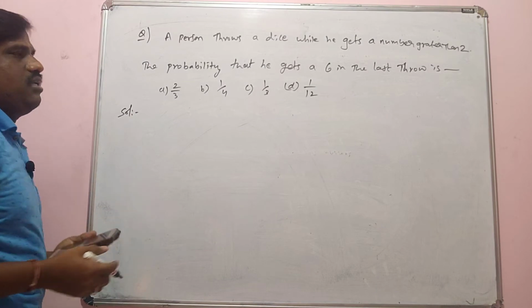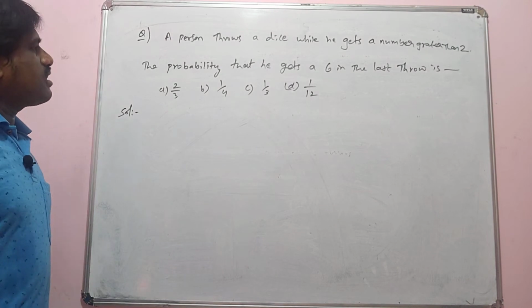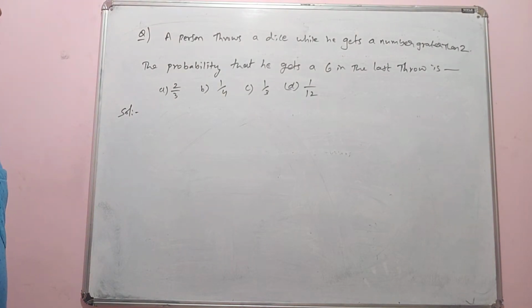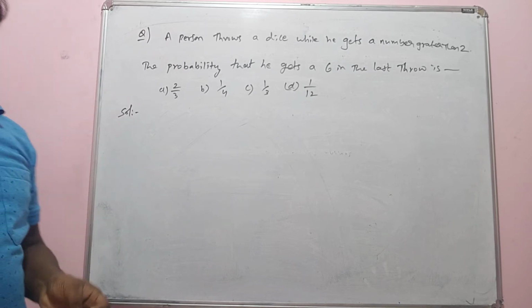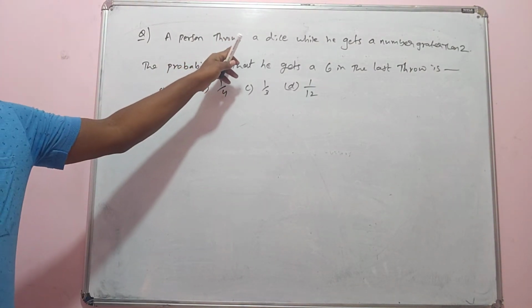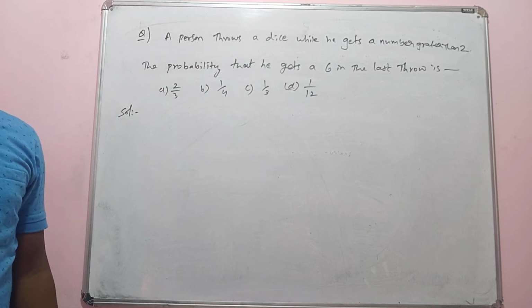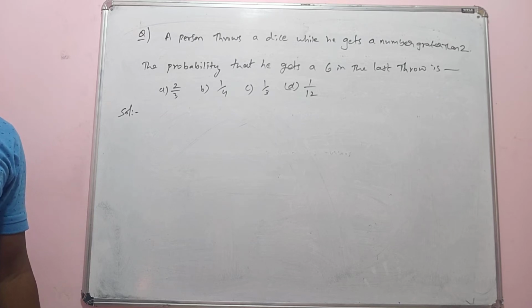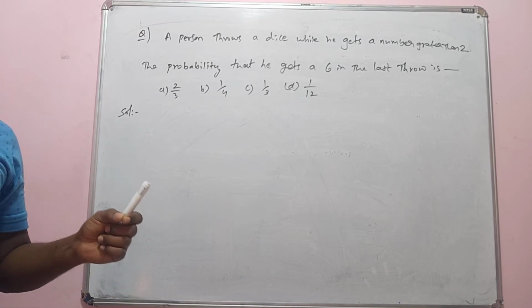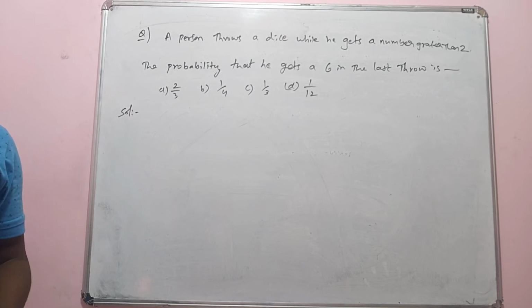Let us discuss this question, dear students. What is the question here? It says that a person throws a die till he gets a number greater than 2. The probability that he gets a 6 in the last throw is dash. See here, when he is throwing the die, this is to be understood: you have to throw till greater than 2.